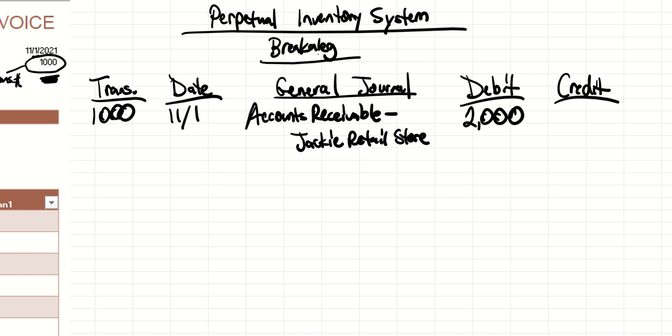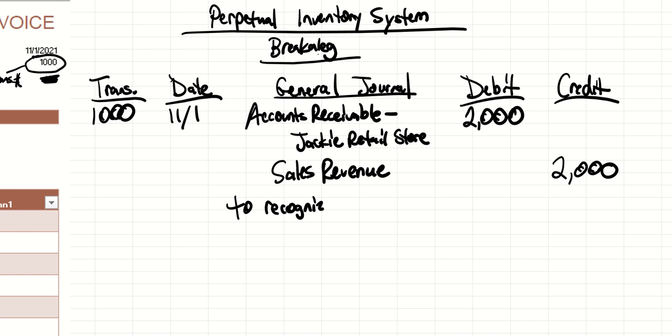The other account that's going to be affected is sales revenue. It's going to be credited for $2,000. And this is to recognize revenue. On that same date, since we're using the perpetual inventory system, 11-1, don't worry about the transaction number, we're also going to have to recognize the expense that went along with generating this $2,000 of revenue.